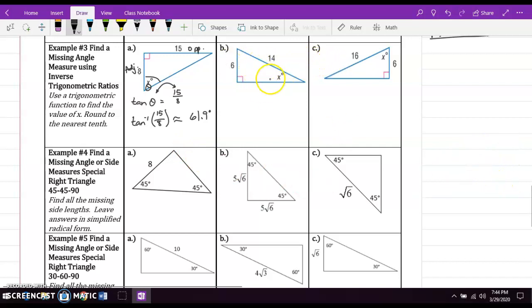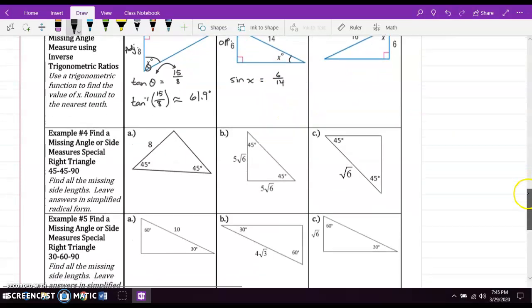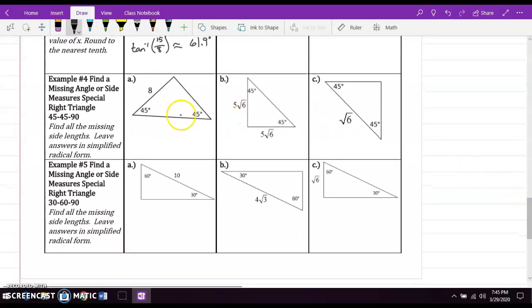B and C are almost identical. They just use different functions. So we'll just quickly review that this is the opposite side for 6. This is the hypotenuse for 14. So you should use your sine function to solve for x in this one. Okay? And it will be 6 over 14. I'll leave the rest for you to practice on your own. Again, the answers are posted to Canvas.